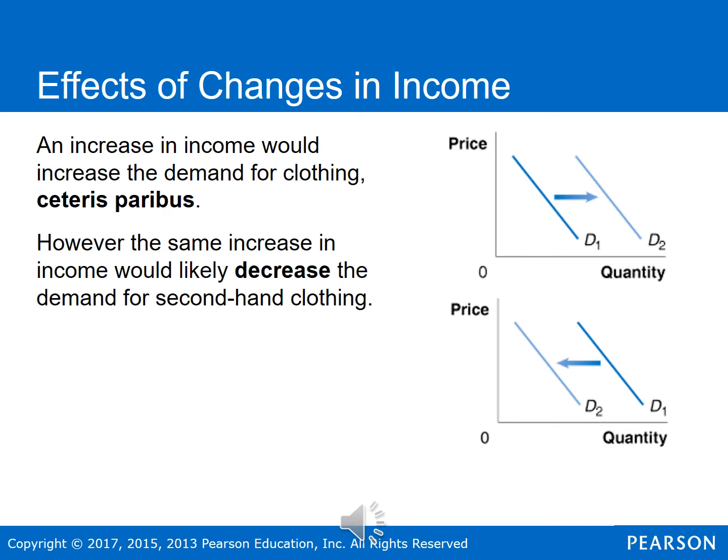So let's explore this graphically. If there's an increase in income and no other changes in other variables, the demand for clothing is going to increase. So it'll shift from D1 to D2, moving out to the right. However, if we have the same increase in income in the market for secondhand clothing, the demand for secondhand clothing will decrease. So it'll shift to the left from D1 to D2. So we have an increase in income increasing demand for normal goods in this example, and decreasing the demand for inferior goods.